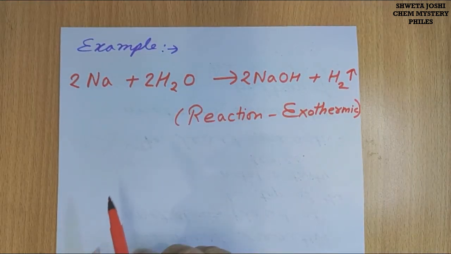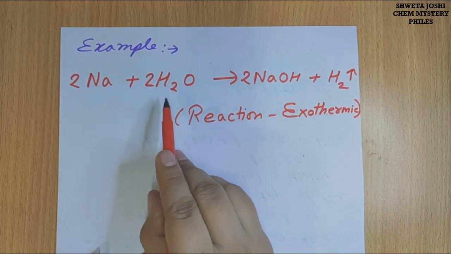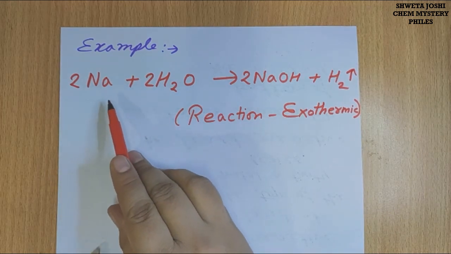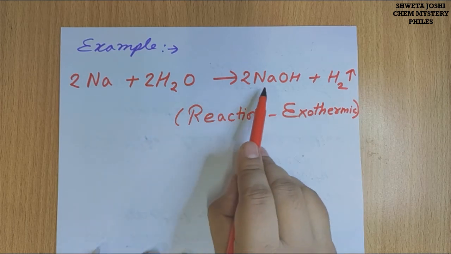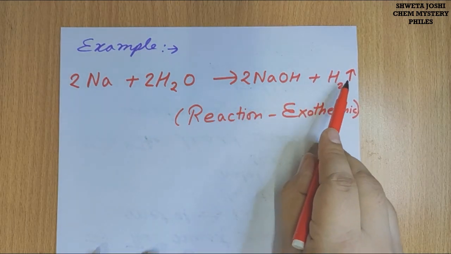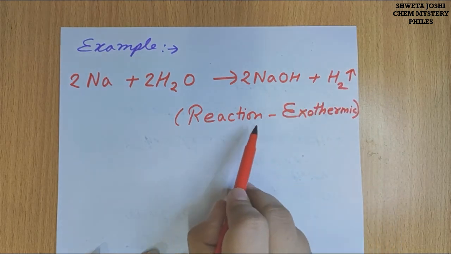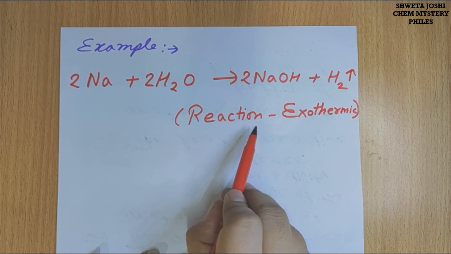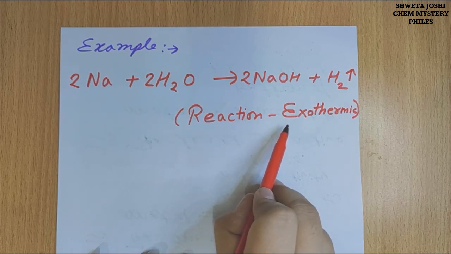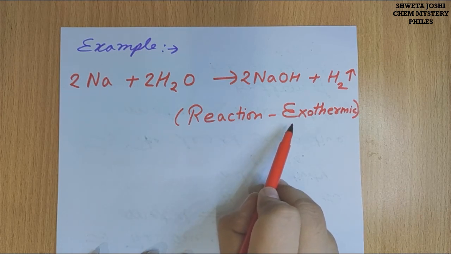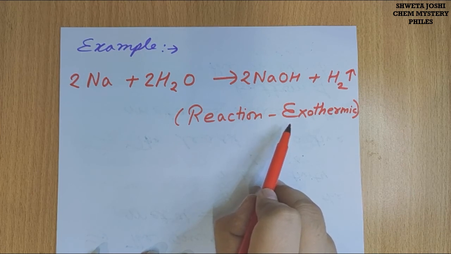Now covering reaction of sodium with water. So when sodium reacts with water, NaOH, that is sodium hydroxide, is formed and hydrogen gas is evolved out. This reaction is vigorous because there is evolution of hydrogen and also this reaction is exothermic. The meaning of exothermic reaction is that in this reaction heat is evolved out.